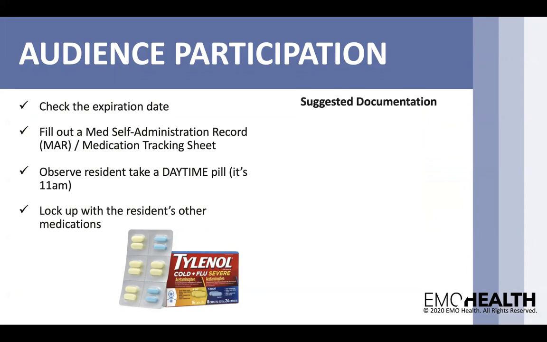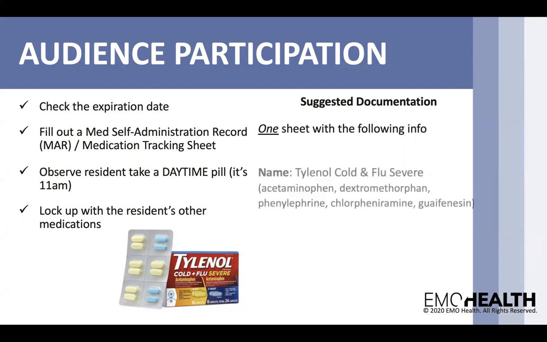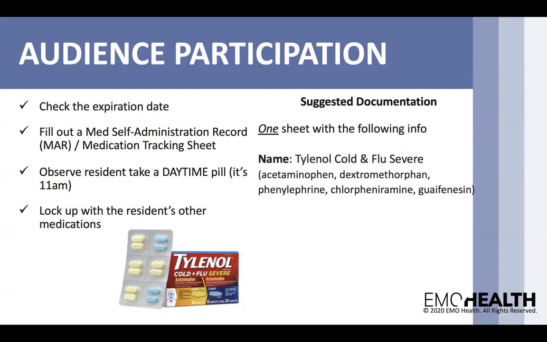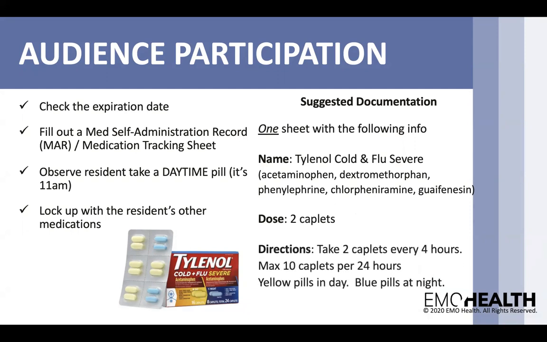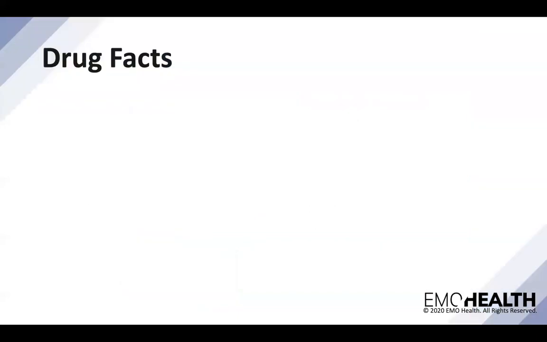Here's our suggested documentation. Again, it is 1 box. That is how the FDA intended it. So it is 1 sheet. The name, it is Tylenol Cold and Flu Severe. However, I would encourage you, I know it is time consuming, but I will explain why on the next slide, writing out those individual ingredients. You have your dose, 2 caplets, and your directions. Take 2 caplets every 4 hours, maximum 10 caplets per 24 hours. I would highly recommend putting yellow pills in the day or yellow equals day, blue pills at night or blue equals night to help that person keep track of everything.